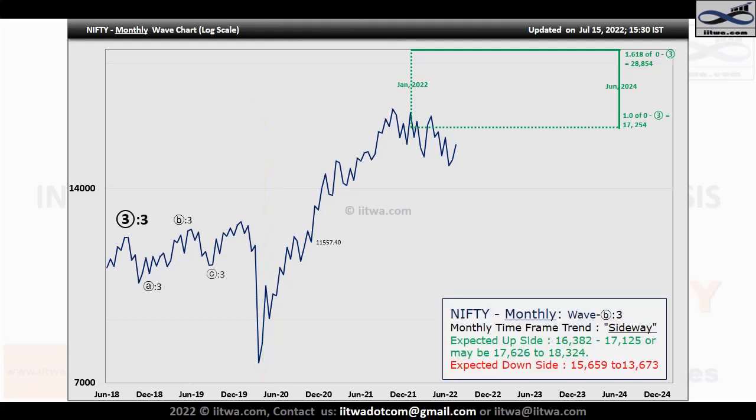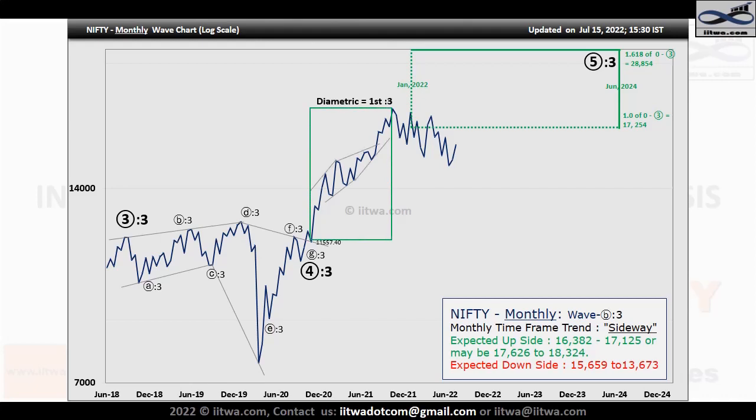We can notice that primary degree wave 4 ended at 11,557.40, a low of November 2020. From there, primary degree wave 5 began and has not yet terminated. The primary degree wave 5 is assumed to form a complex corrective pattern. The first corrective pattern is thought to be a diametric pattern. With the first corrective pattern, prices entered above 17,254, the minimum mark of behavioral requirement according to the half yearly chart.